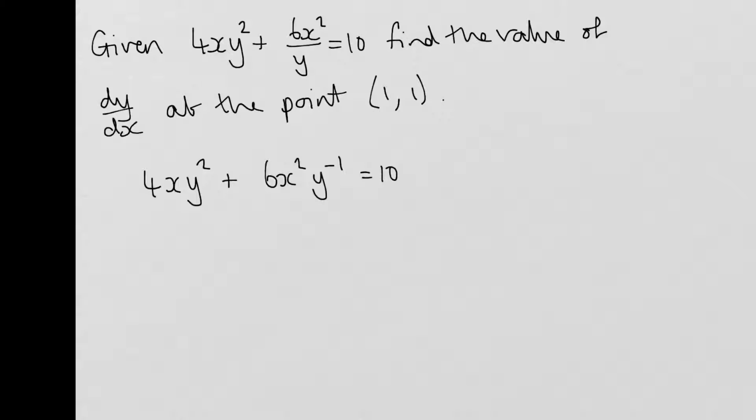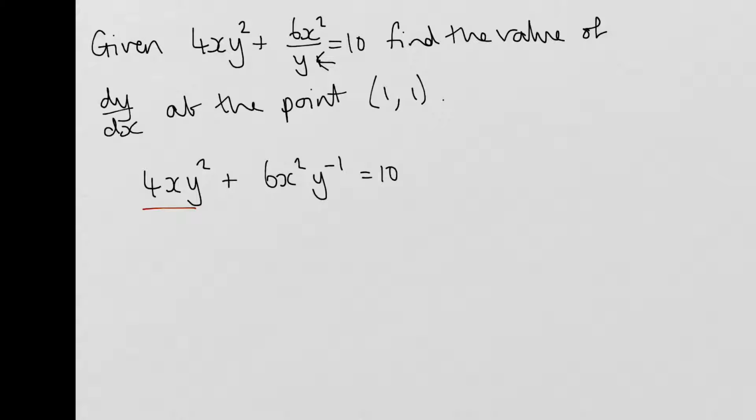As we can see here, I've just rewritten it out slightly differently. This time I've rewritten the y from the denominator as y to the power of minus 1, because many of you know I prefer to use the product rule than the quotient rule. It's just a bit easier to remember. So let's start by having a look at this first term here, 4xy squared.